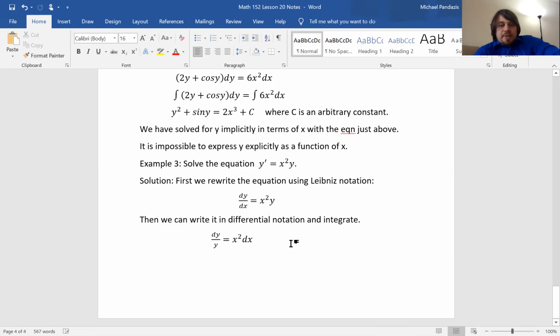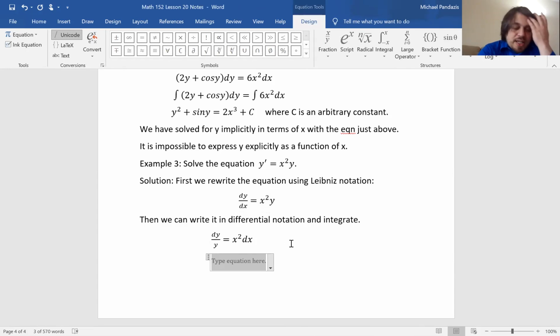Good. Okay, so then when you integrate both sides, I'll write in the integration. So you have the integral dy over y.